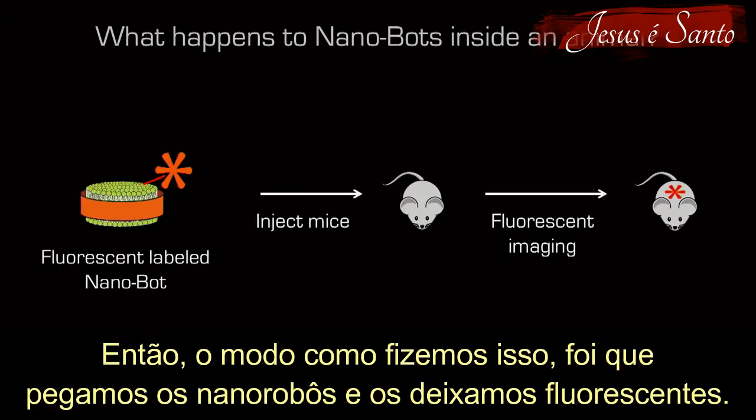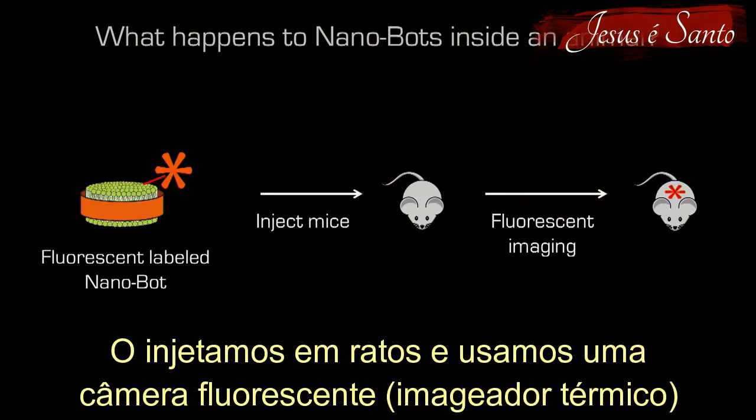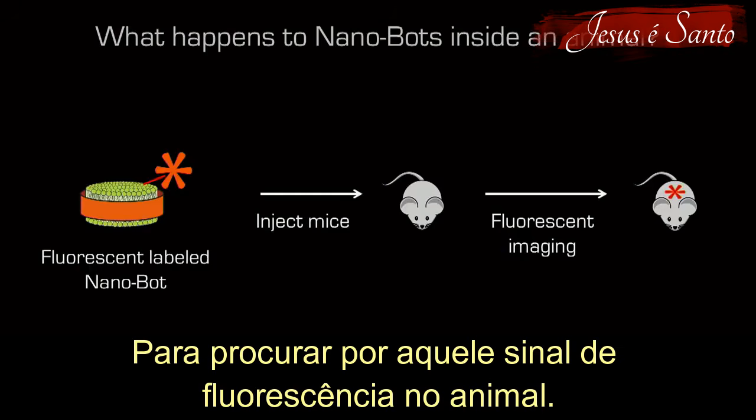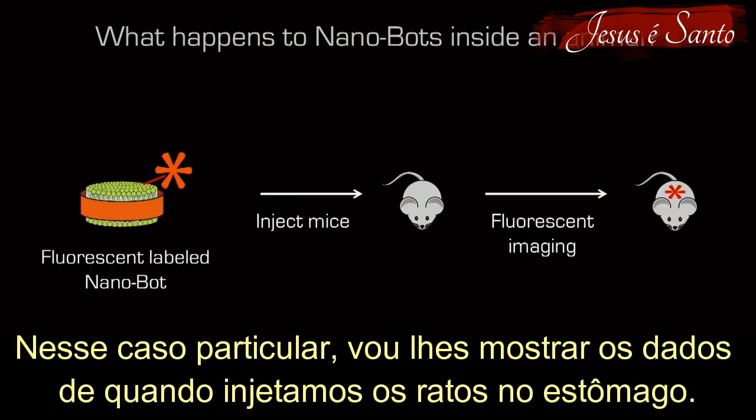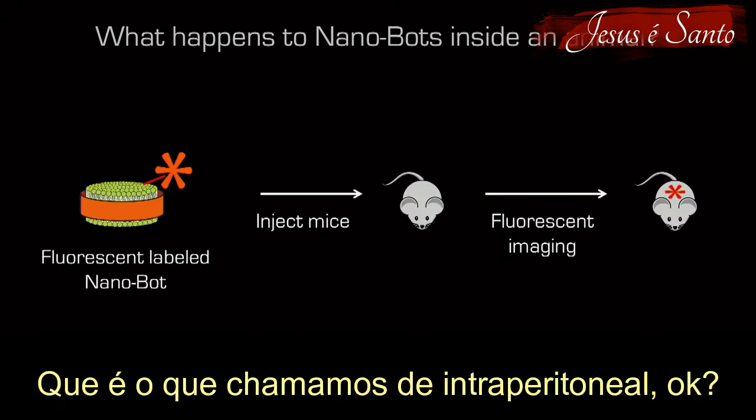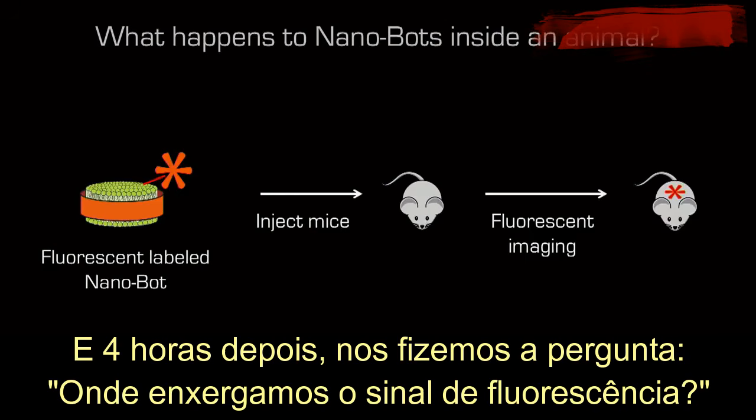So the way we do this is we take nanobots and we fluorescently label them. We inject mice, and we use a fluorescent imager to look for that fluorescent signal in the animal. In this particular case, I'm going to show you data where we injected mice in the stomach, which is what we call intraperitoneal. Okay? And then 4 hours later, we asked the question, where do we see that fluorescent signal?